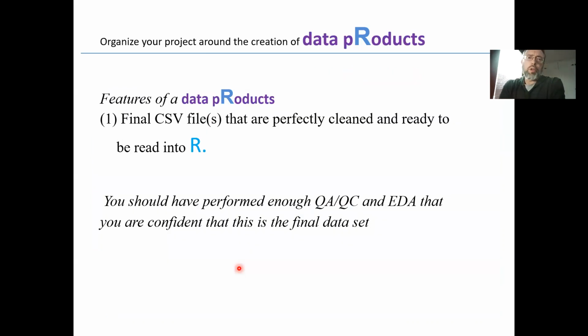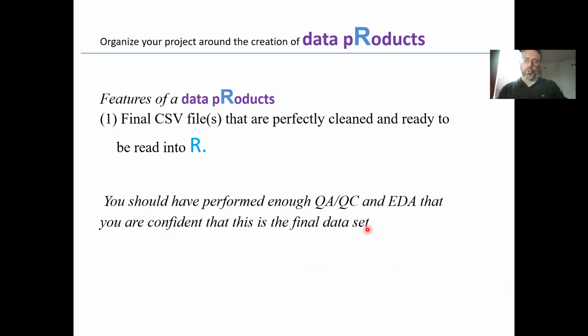Data products. What is a data product? Number one, a final CSV file that is perfectly clean and ready to be read into R. So we're going to work with some data sets that are poorly arranged and get you into the habit, and I'll teach you some skills. You'll be able to work with a spreadsheet program to get the data arranged and ready to go into R.